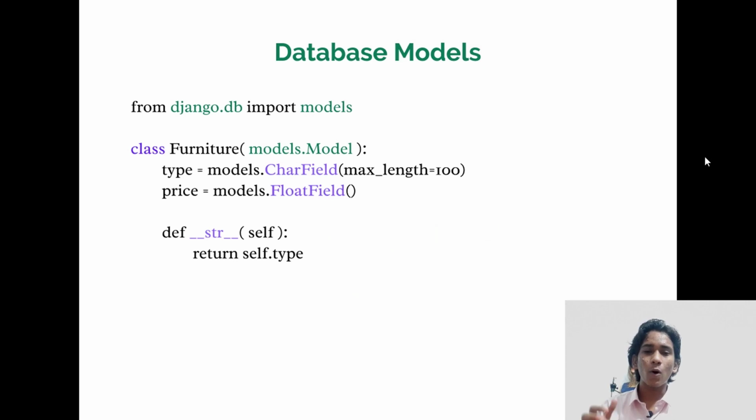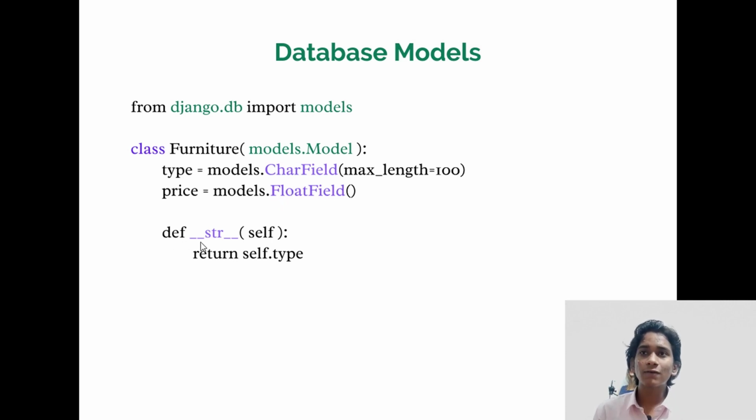So as we all know, or at some point you might have written a model yourself, and here I have written a simple model that's named Furniture, and it has some simple fields like a type field that's a char field. It should have choices and everything, but for now I've kept it simple. Type field is a char field with max length 100, as simple as that, and price is models.FloatField. And if you don't know what float field is, it is a decimal field.